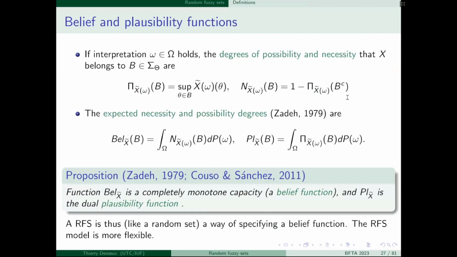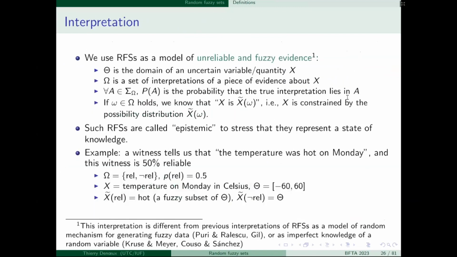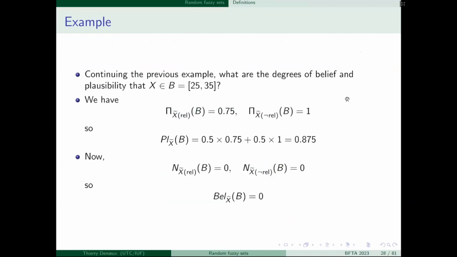But the random fuzzy set model is more flexible. So here we can continue the previous example with that example of the witness. We have this evidence. What is the plausibility that the temperature is between 25 and 35? If the witness is reliable, we can compute it from the fuzzy set hot. We get 0.75. If the witness is not reliable, it is 1.